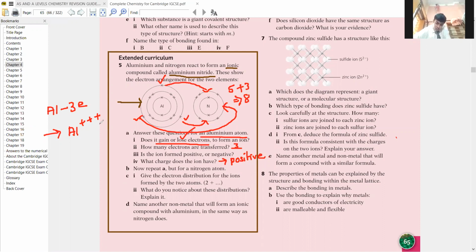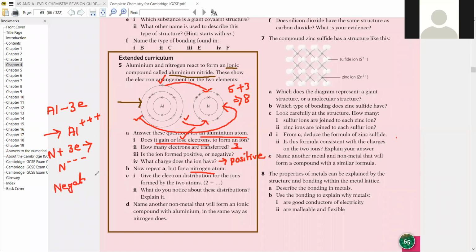Coming to question number B. Now do the same thing for nitrogen as well. Will nitrogen gain or lose electrons? Gain. Very good. How many electrons has it gained? Three. After gaining, what type of ion is formed, positive or negative? N plus 3e will give you N minus minus minus. What type of ion is it? Negative ion.